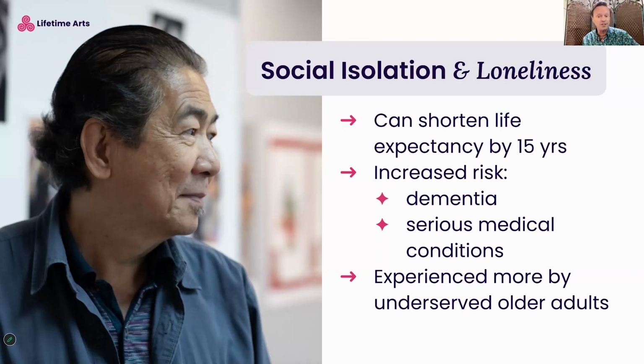Current research also suggests that loneliness is experienced more among older adults who identify as BIPOC, LGBTQIA plus, are immigrants, those who live in rural or remote areas, who are underserved in any way. Isolation is also a particular danger for folks with dementia and their care partners. So, one of our stated goals of creative aging programs is to alleviate some of that isolation and thereby alleviating the potential impact that isolation has on older adults.